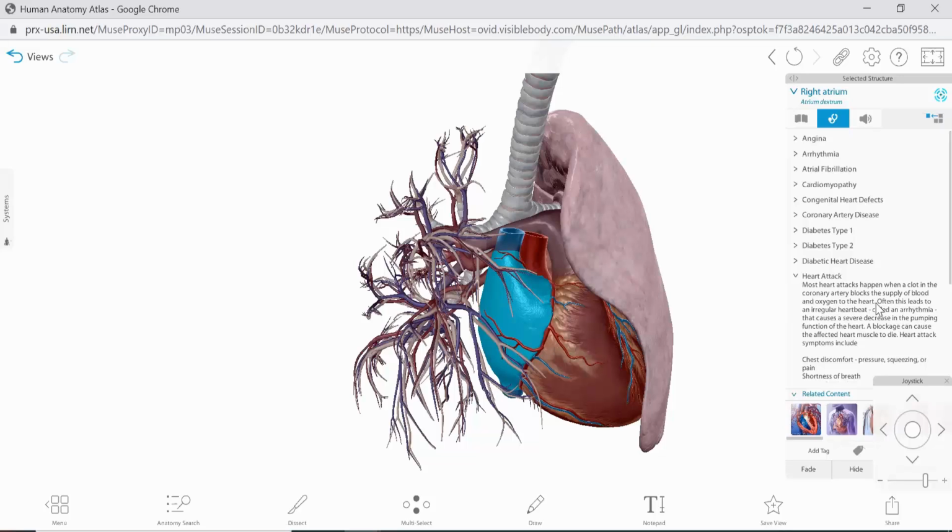Visible Body depends a lot on the definitions and the summaries and the critical appraisal of the literature from Medline to inform the app itself. One of the things you might have noticed is that it's by default presented in English, but there is a way to change the language into Spanish or some other language in the settings here.